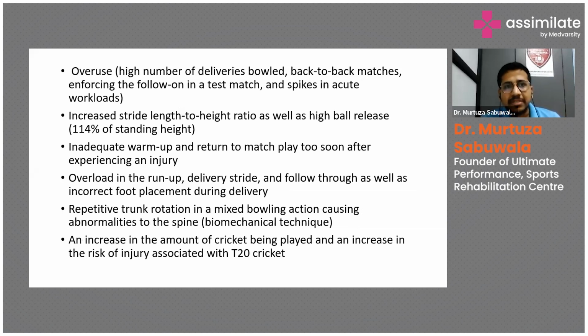Overuse, as we said, is basically the workload we are talking of: a high number of deliveries bowled, back-to-back matches, enforcing the follow-on in a test match, and spikes in acute workload. That is, too quick an increase in workload, too many deliveries bowled, too many matches played, leads to overuse and injury. Increased stride length to height ratio as well as high ball release also lead to injury.